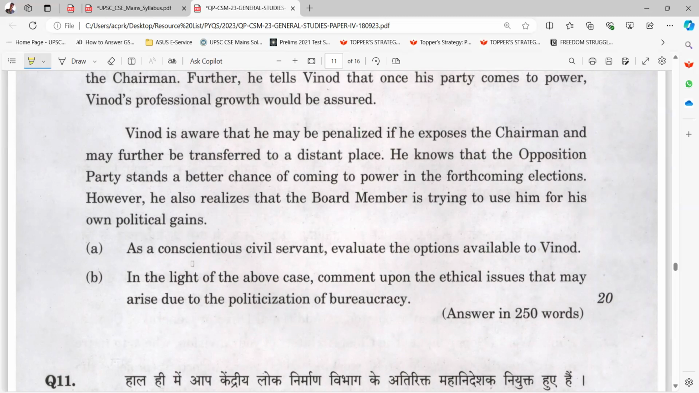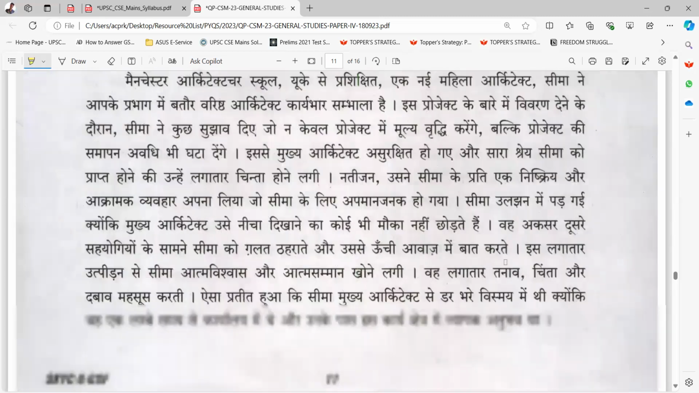A. As a conscientious civil servant, evaluate the options available to Vinod. B. In the light of the above case, comment upon the ethical issues that may arise due to the politicization of bureaucracy. Answer in 250 words. It's a 20-mark question. Okay.